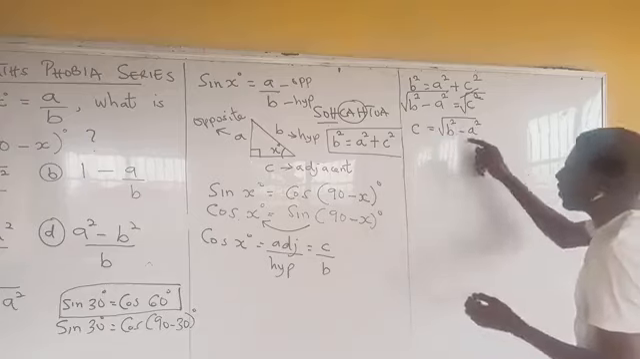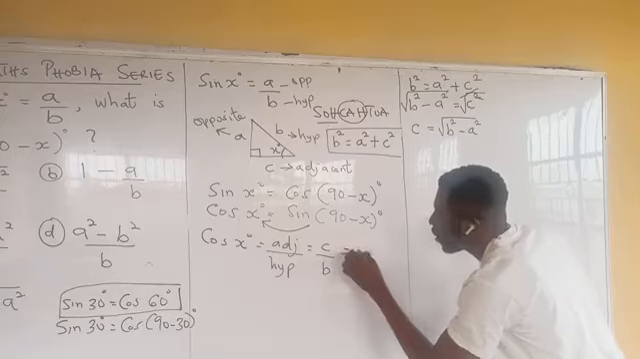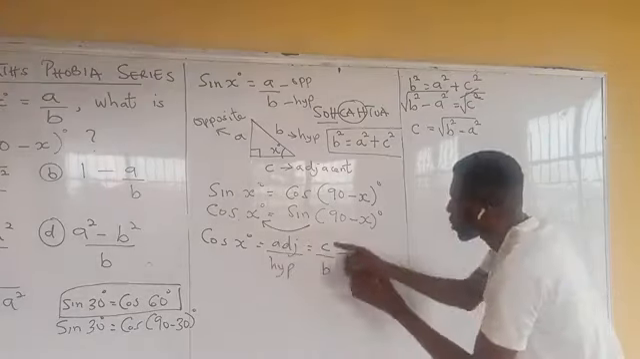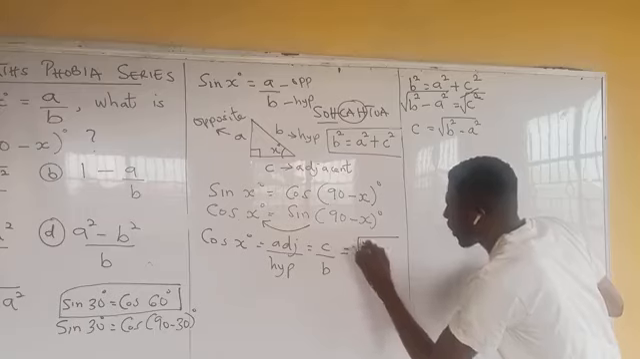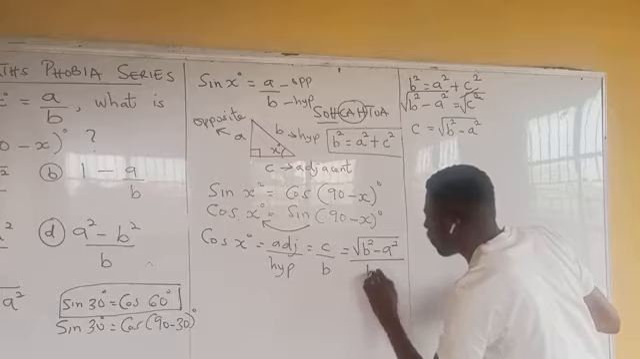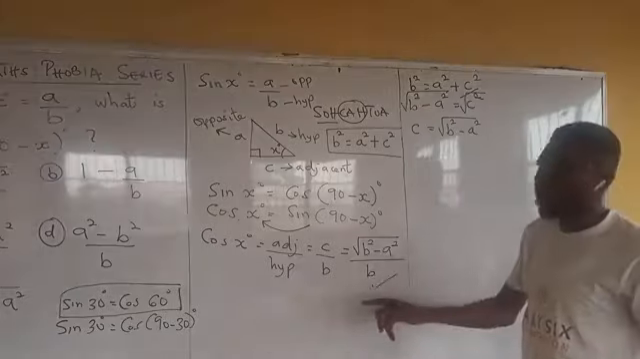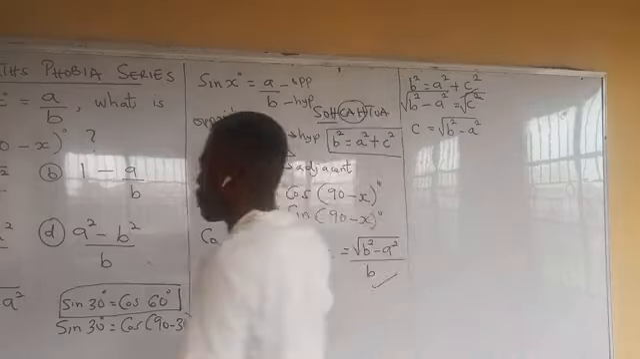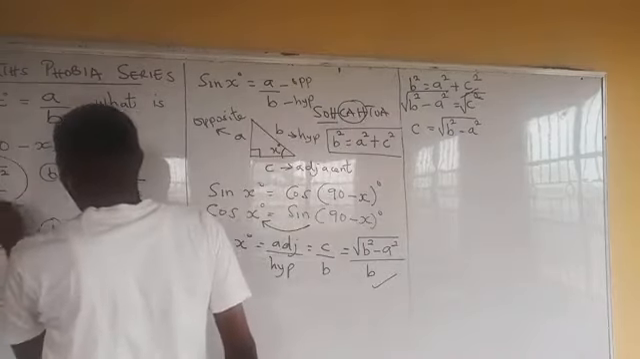So if I replace this into what we are looking for, cos x degree, C is the square root of B squared minus A squared, everything over B. This is our answer. And that leaves us with option A as the correct answer.